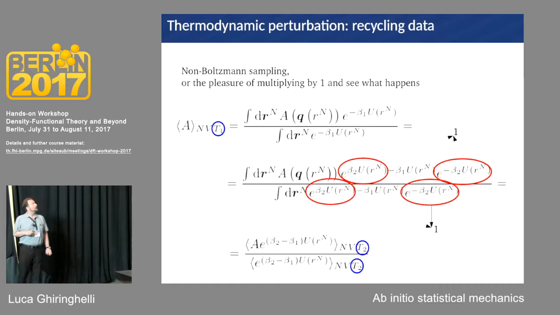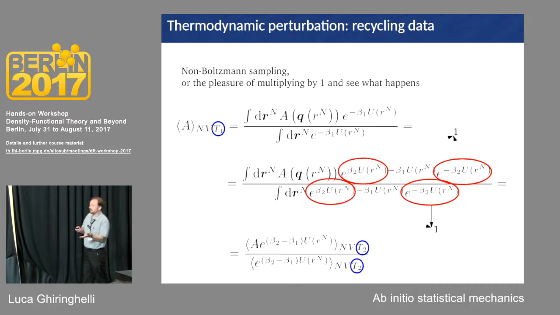Now, one can push this multiplication by one further and discover that one can sample something in one state and obtain information about another state. And it goes like this. If you have an expectation value in a certain NVT1, and you write it like this, multiplying by some e^(beta 2), so another temperature, where beta is always 1 over kT, above and below, and then you regroup a little bit, you discover that this is the same as sampling at the temperature T2 and measuring these differences between 1 and 2.